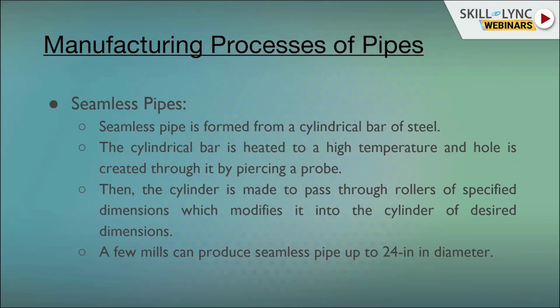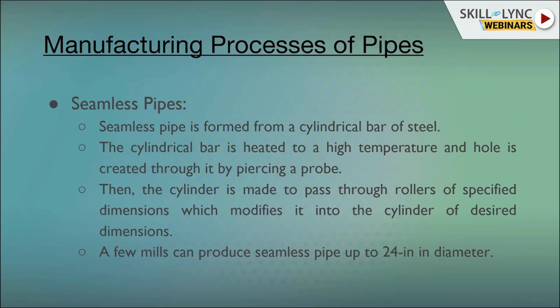Then the next point: the cylinder is made to pass through rollers of a specified dimension, which modifies it into a cylinder of desired dimension. For example, if you have heated a cylindrical bar to a very high temperature and pierced a hole, then that red hot bar will be passed through different kinds of rollers. Rollers are also solid round bars only.